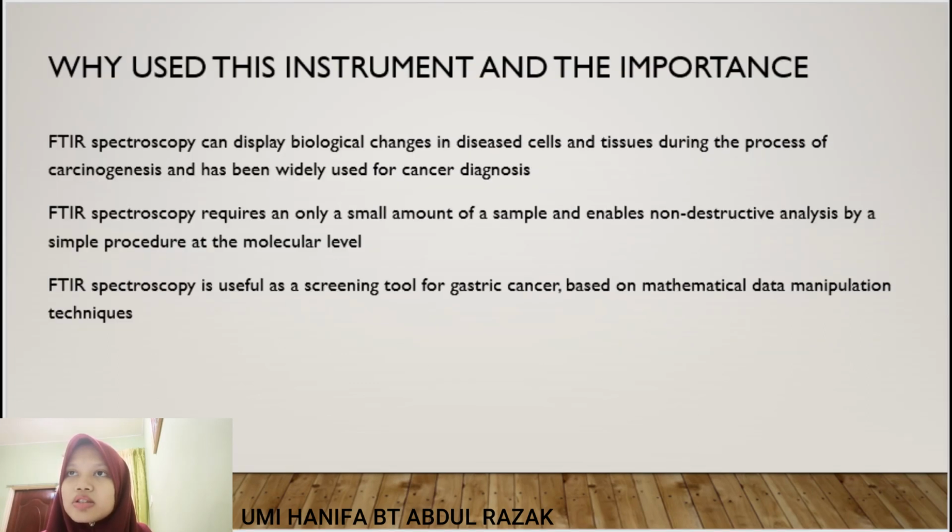Why use the instruments and what is the importance? FTIR spectroscopy can display biological changes in disease cells and tissues during the process of carcinogenesis and has been widely used for cancer diagnosis. FTIR spectroscopy requires only a small amount of sample and enables non-destructive analysis by simple procedures at the molecular level. FTIR spectroscopy is useful as a screening tool for gastric cancer based on mathematical data manipulation techniques.